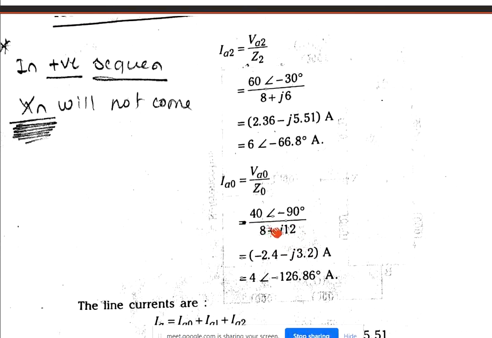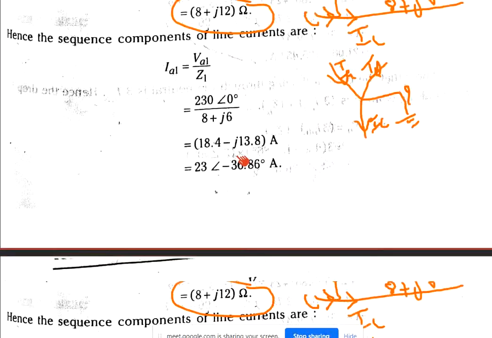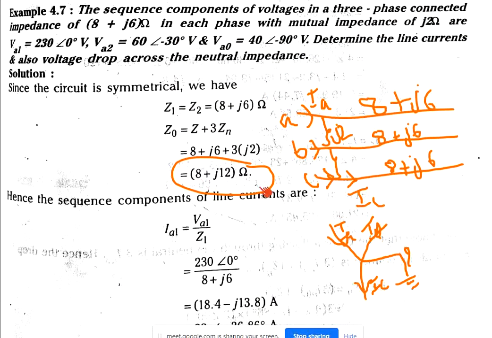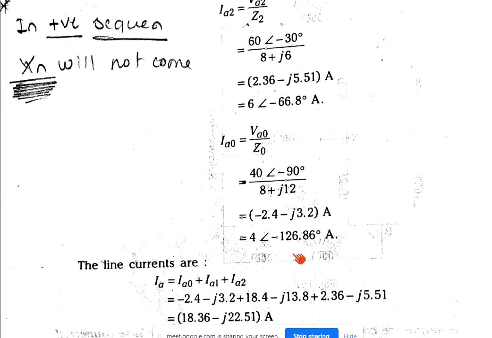So we have found Zn as 8 plus j12. That we have used here. After simplification you will get 4 at an angle minus 126.6. So these are the sequence components of line currents. But what I need is the line currents IA, IB, IC.